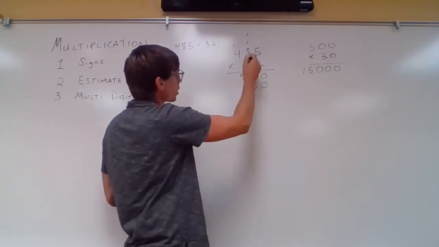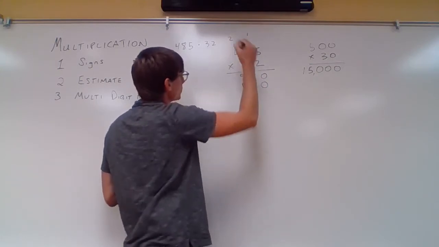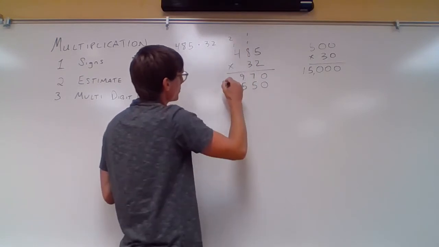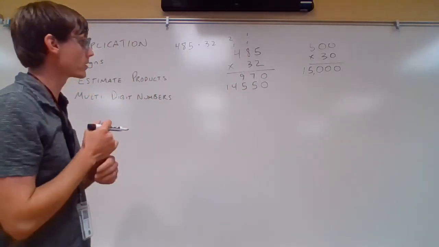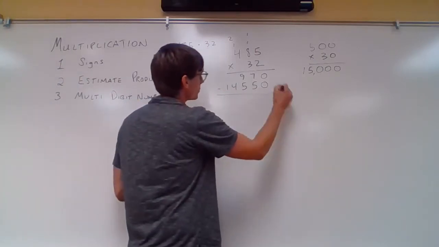3 times 8 is 24. So 24 plus our 1. So we get a 5, carry the 2. And 3 times 4 is 12, plus 2 makes it 14. Okay. So now we have 970 plus 14,550. We'll just have to add those on up.